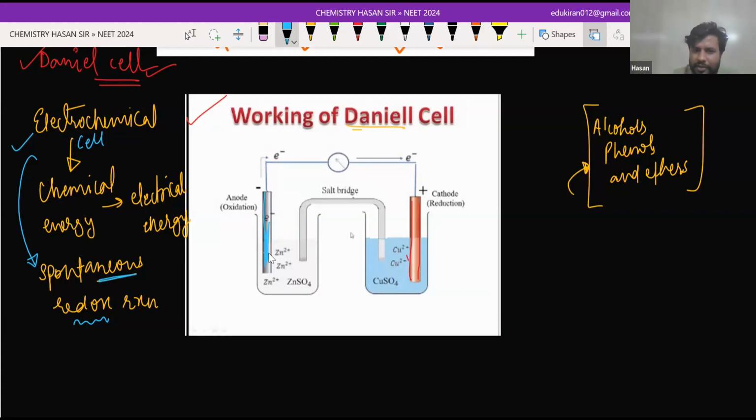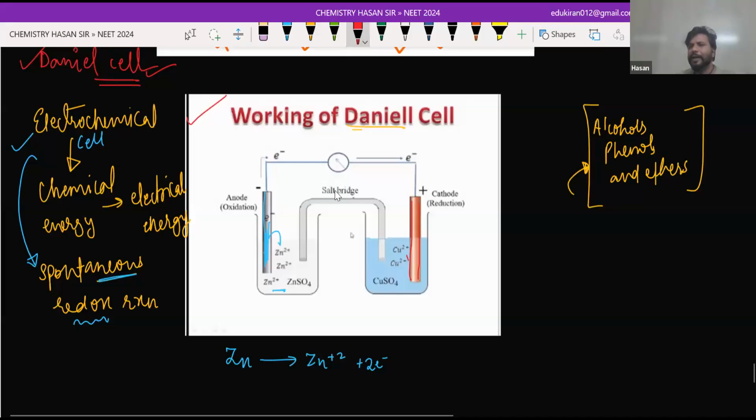That means at this zinc electrode, some zinc will be broken from that electrode and go into the solution in the form of Zn plus 2, leaving electrons behind. Try to understand my point. There is a rod of zinc, that means that rod is made up of zinc, and this is a solution of ZnSO4. So from this rod, Zn will be oxidized into Zn plus 2, and electrons will be left in that rod.